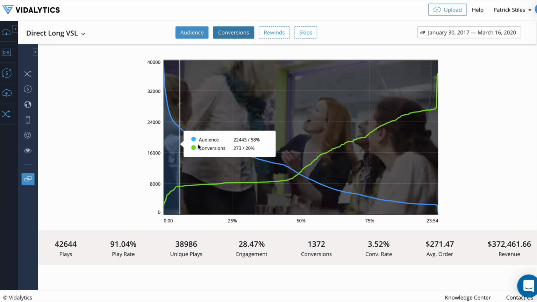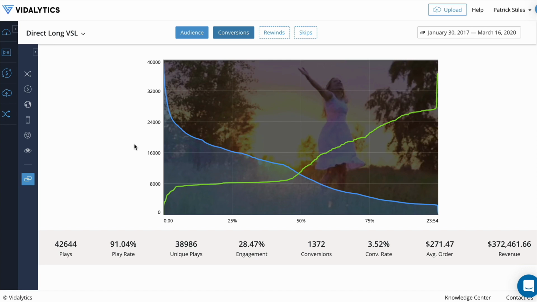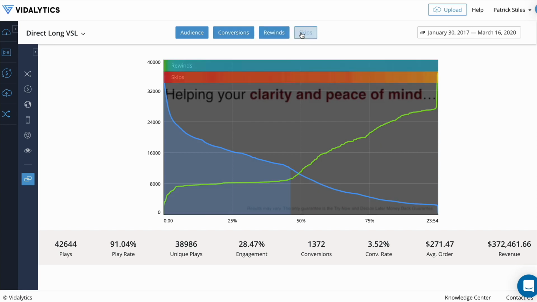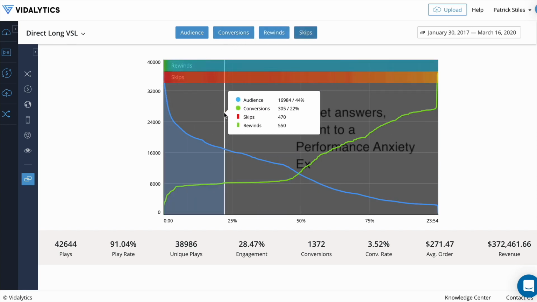So I'm going to return to how the video conversion tracking works when you segment out this data, so we can actually see different groups of users based on who bought and who didn't. But first, I want to show you the rest of the basic stats here. And right here we have skips and rewinds, which are heat maps for your videos, showing you what parts are boring, what parts are confusing, and what parts are engaging.